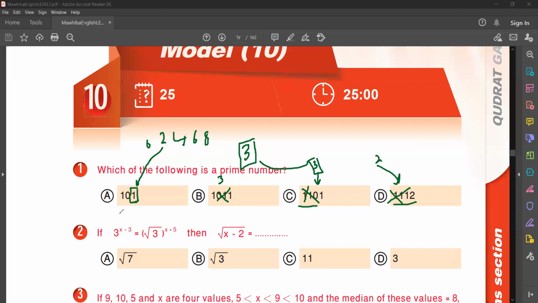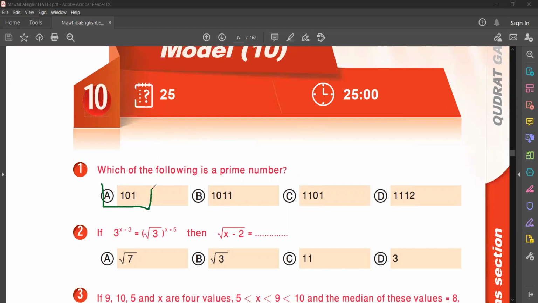What about number A? Number A, 101, is not divisible by 2. Also, when you add 1 plus 1 it is 2, so it is not divisible by 3. Also, it is not divisible by 5. How do you know it is divisible by 5? When the unit digit is 0 or 5. So the correct answer here is 101, right? Is it clear? So 101 is a prime number.